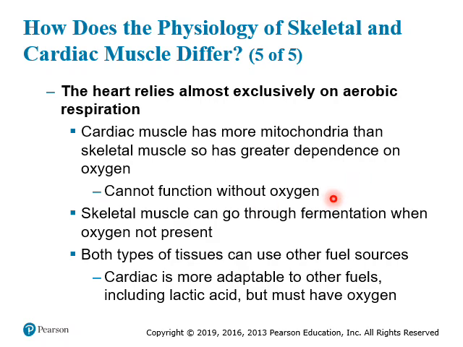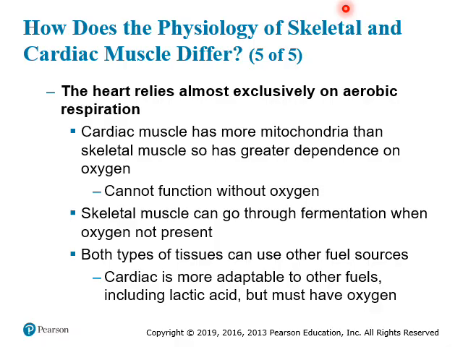The heart relies almost exclusively on aerobic respiration. It needs oxygen, period. You cannot put your heart into an anaerobic state. You're going to have a heart attack. You'll be dead. So that means only one thing. In the study of the heart cytology, the heart muscle cell, you will find out that the heart muscle cell has more mitochondria than the skeletal muscle. As a matter of fact, it has more mitochondria than any other type of cell.